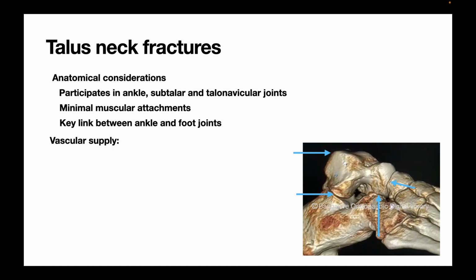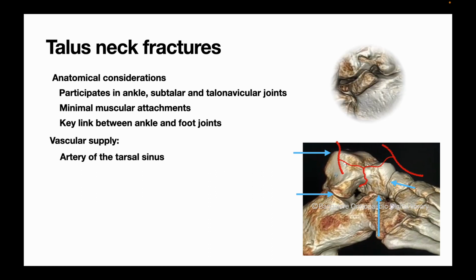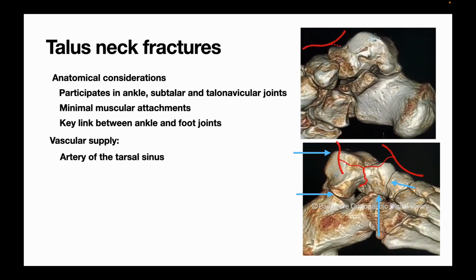An important testable material in the talus is its vascular supply. Artery of the tarsal sinus is formed by the contribution from the peroneal artery and the anterior tibial artery. It enters the tarsal sinus under the neck of the talus to anastomose with the artery of the tarsal canal. Artery of the tarsal canal is the main arterial supply to the body of the talus. It arises from the posterior tibial artery.